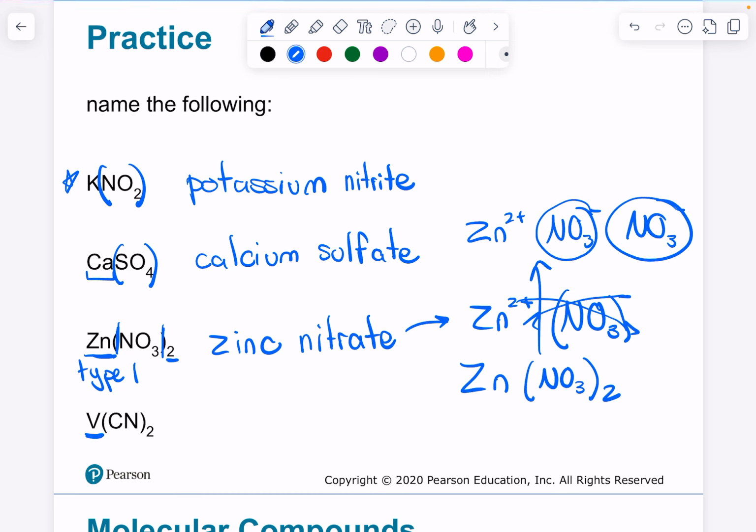Okay, vanadium is a type 2. So I'm going to write vanadium. I'm going to put parentheses because that's where my charge is going to go. And then I'm going to look up, or memorize, what that polyatomic ion is, which is cyanide.